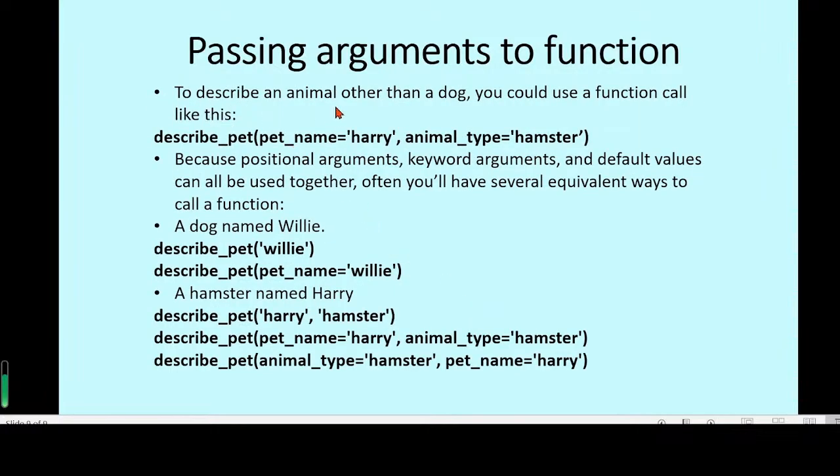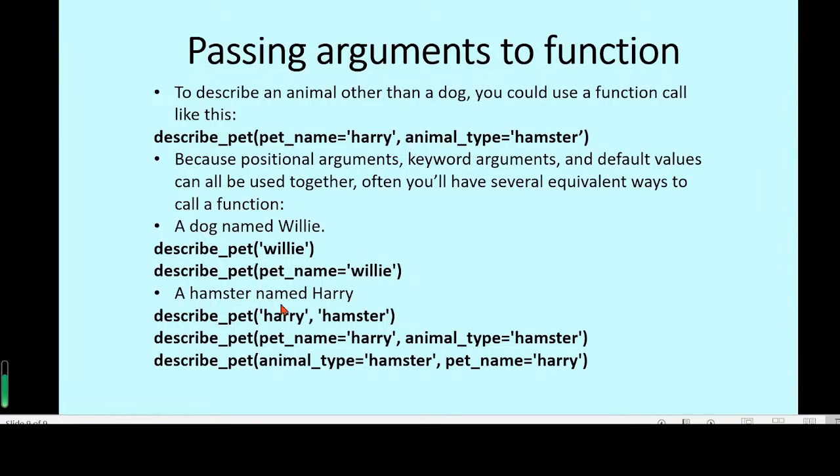And to describe an animal other than dog, you could use a function call like this. If we describe a pet, but the pet is not a dog, we have to input pet name is Harry and animal type is hamster. Because positional arguments, keyword arguments, and default values can be used together, often you will have several equivalent ways to call a function. For example, we have a dog, the name is Willy, so we can describe a pet, Willy, which we have seen, and describe a pet name is Willy. These two we have run.